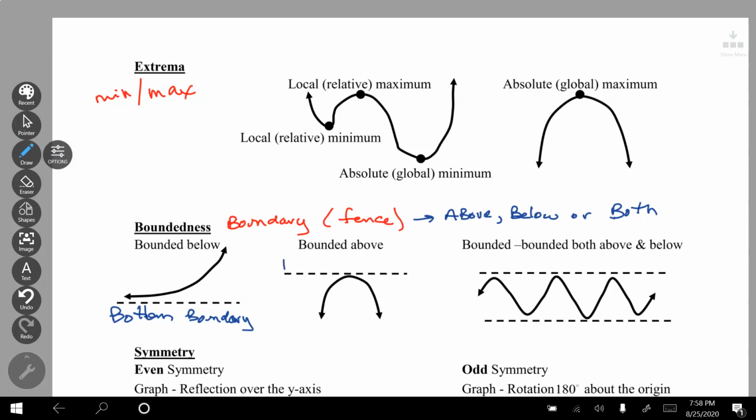Obviously, this is a top boundary. And this one has both a top and a bottom boundary. So like a sine graph, it's bounded. Not just below, not just above, but both above and below.